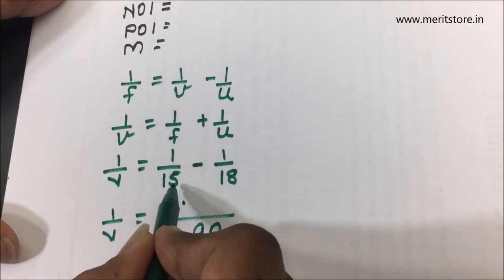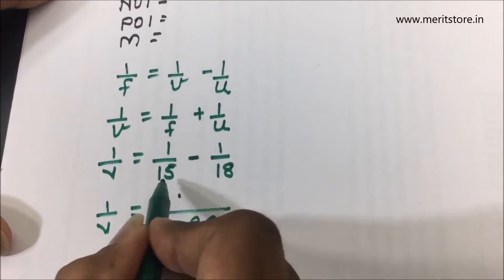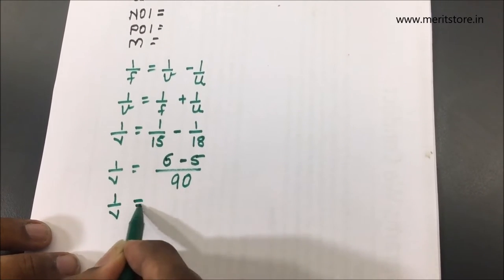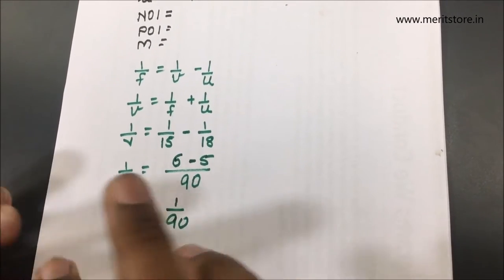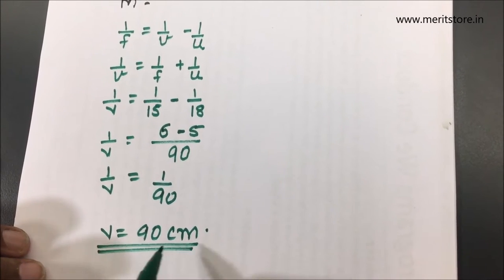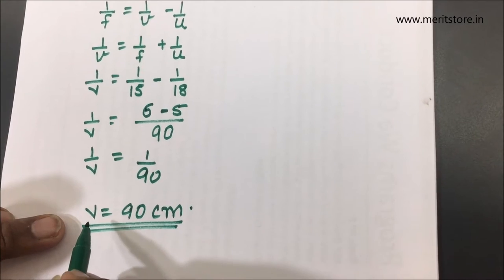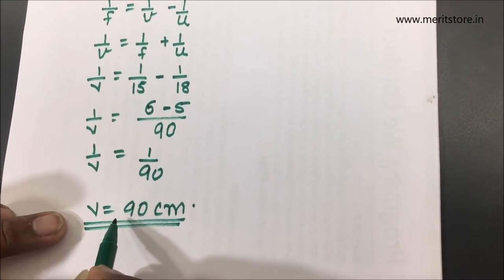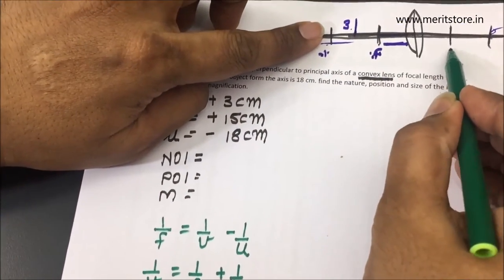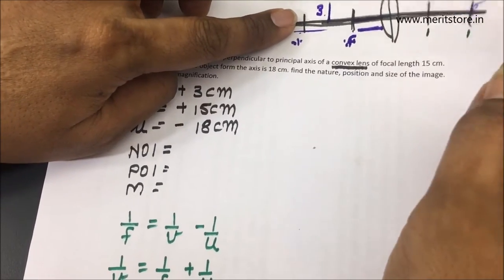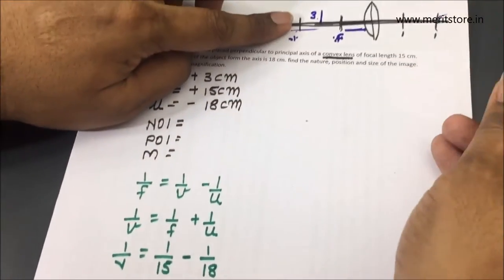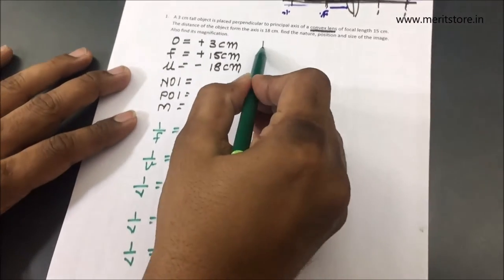So I'm going to say 15 into how many times is 90? That is 6, and this is minus 5. So 1 upon v is equal to 1 upon 90. Now I do invertendo, v is equal to 90 centimeters. So we get v over here. Now what is v? v is the position of the image. So the image is formed at 90. So this is 30, this is 15, this is 30, and the image is formed over here, which is of course correct, beyond 2F, and it's positive. That means it is formed on this side. So we are right, the sum is right at this point in time.